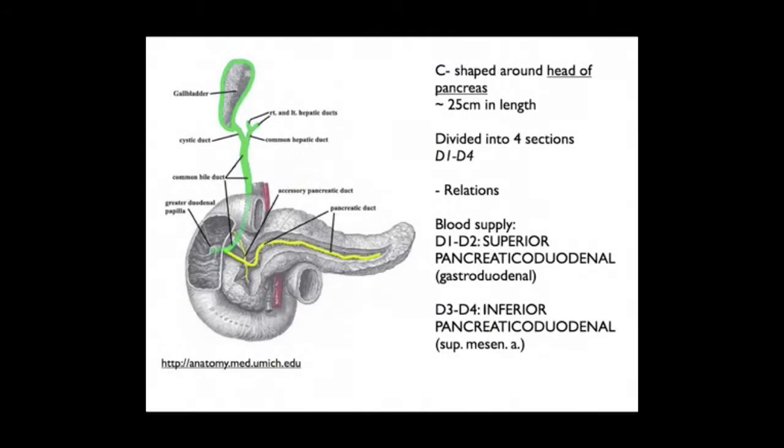D3, the horizontal bit again: anterior to D3, you find the superior mesenteric artery and the superior mesenteric vein. In terms of the blood supply of the duodenum, it's quite easy. D1 and D2 are supplied by the superior pancreatico-duodenal artery, which is a branch of the gastroduodenal artery. And D3 to D4 are supplied by the inferior pancreatico-duodenal artery, which is a branch of the superior mesenteric artery. That's easy to remember if you remember the important relations, both in D1 and D3.